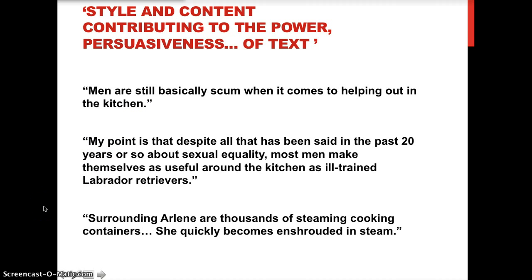Surrounding Arlene are thousands of steaming cooking containers. She quickly becomes enshrouded in steam. He's using imagery here to pretty much explain why men are afraid of the kitchen, and this really just shows his style, and this adds to the effectiveness and the likability rate for a reader when he's reading an essay like this.